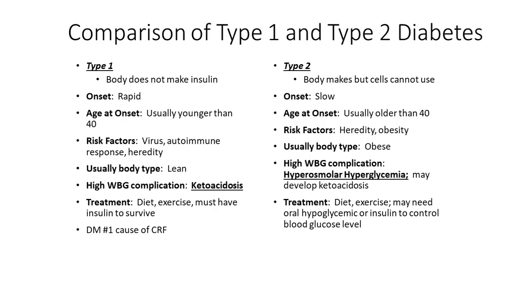Risk factors, I told you the autoimmune response where it destroys the beta cells. Hereditary, might be caused by a virus. Generally, these are the people that have a lean body type.